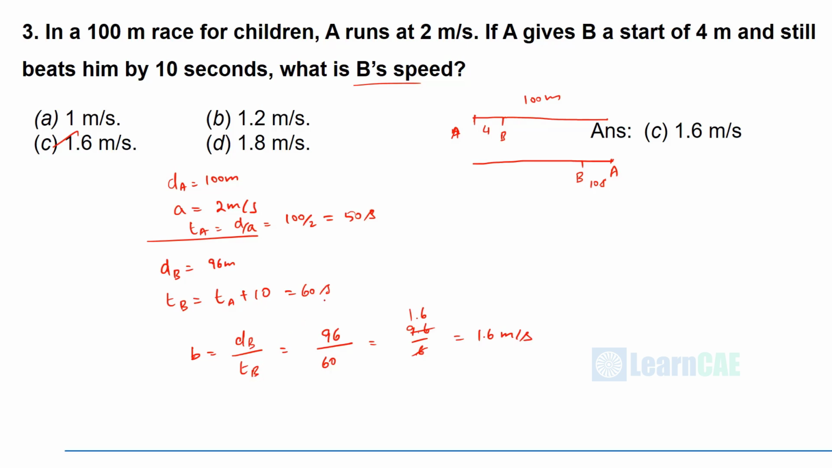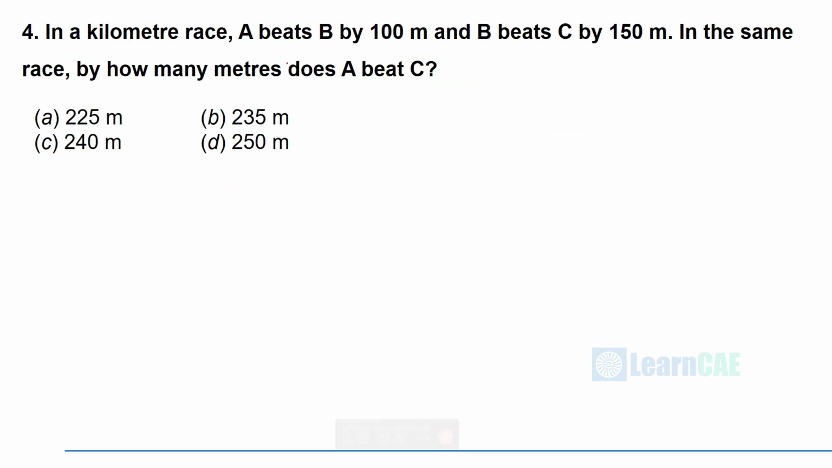Okay. Next question. In a kilometer race, A beats B by 100 meters and B beats C by 150 meters. In the same race, by how many meters does A beat C? So in this case, we should not add this 100 and 150 and choose the answer D. Because, let us see, in the kilometer race, the total distance covered is 1000 meters. A will beat B by 100 meter. And after some time, once B reaches here, it will beat C by 150 meter.